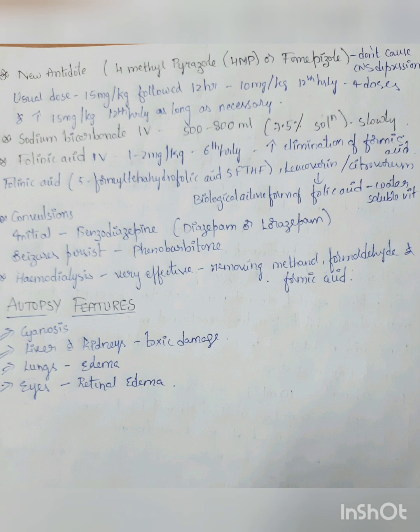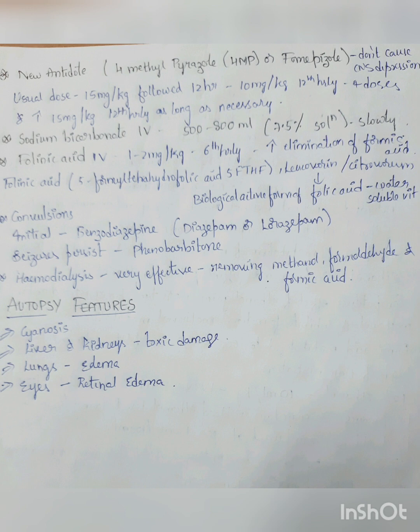Sodium bicarbonate is given IV. 7.5% solution is given by slow IV, that is 500 to 800 ml. Folinic acid 1 to 2 mg per kg is also given IV every 6 hours, as folinic acid increases the elimination of formic acid. Folinic acid, leucovorin, citrovorin is a biologically active form of folic acid. Folic acid is a water soluble vitamin.